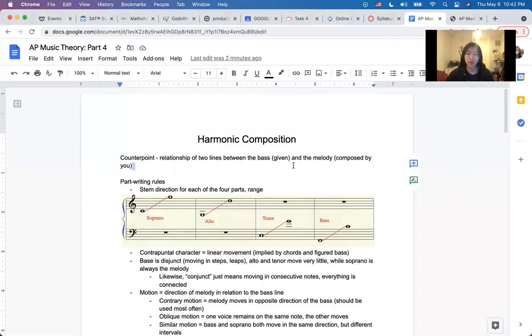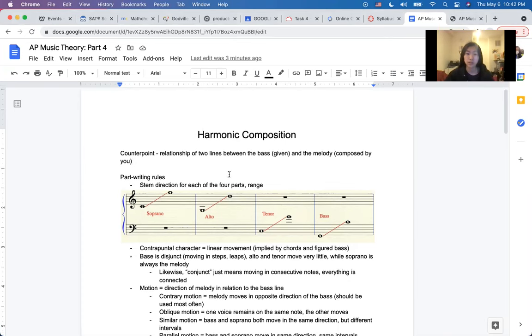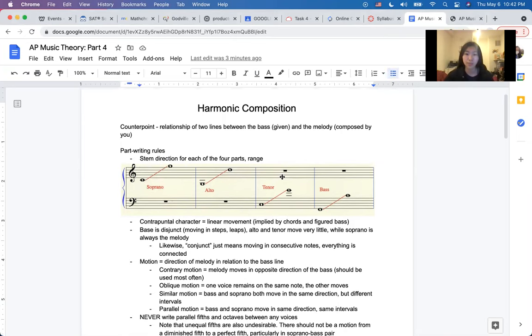So for harmonic composition, first we want to understand what counterpoint is, which is basically just the relationship between two lines: the bass, which is going to be given, and the melody composed by you. So for part writing rules, this applies to free response questions 5, 6, and 7, and there are a whole bunch of these, so make sure you remember them.